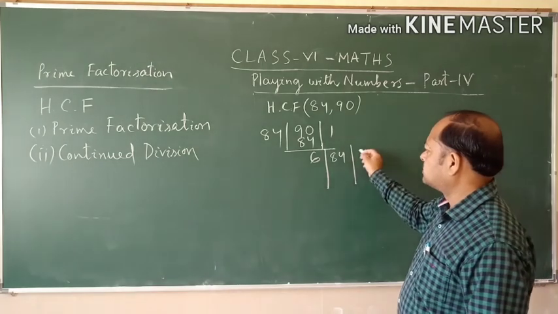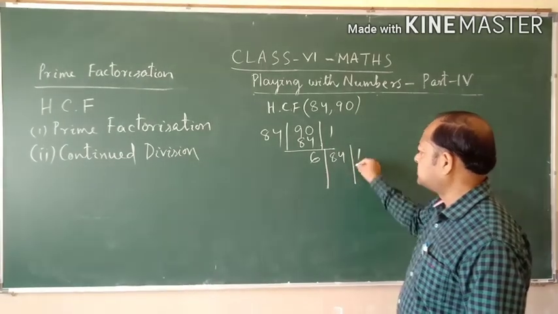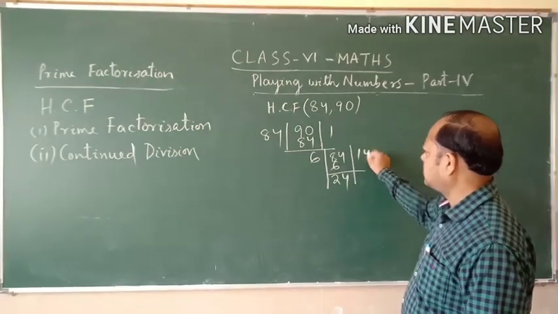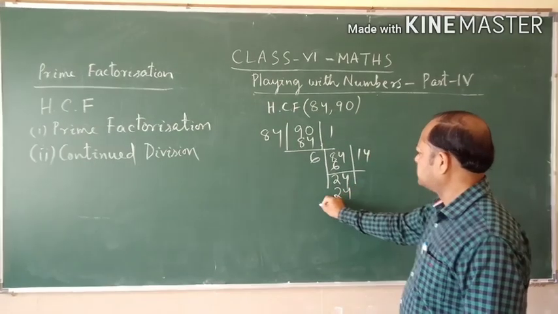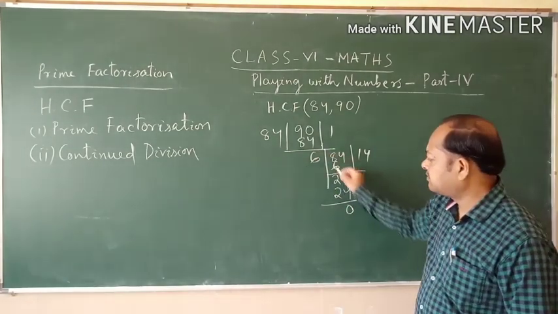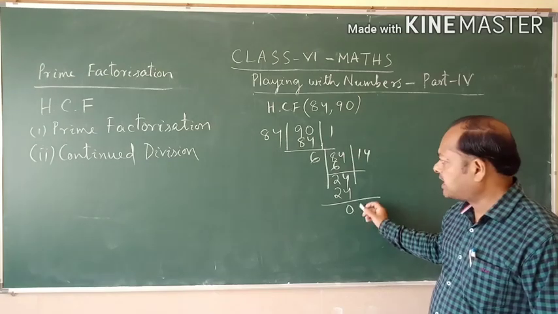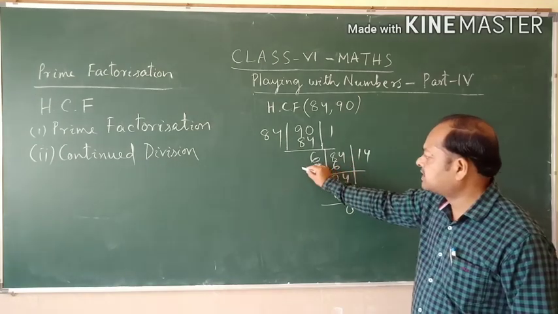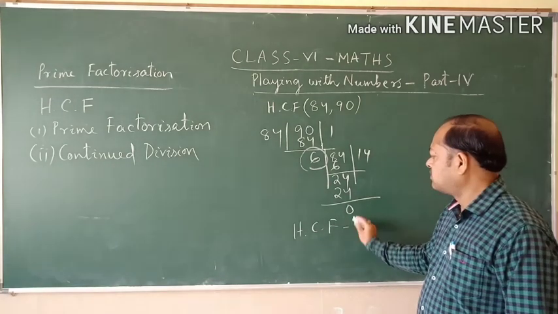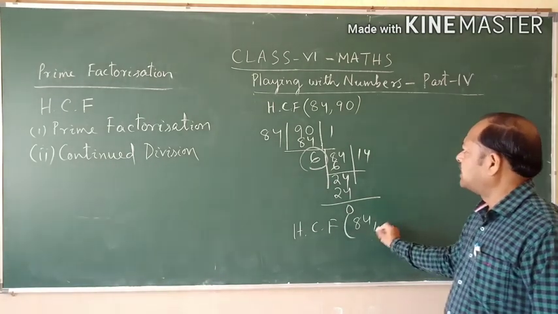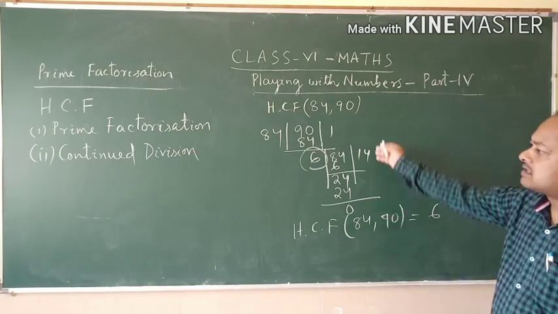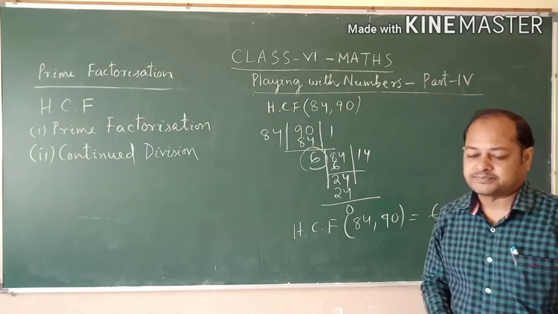Then divide by 6: in the 6 table, 84 is 6 into 14, so the remainder is 0 here. So what is the last divisor we got here? Because the remainder 0 is coming, we finish here. So the last divisor will be 6. Therefore you conclude that the HCF of 84 and 90 is equal to 6. So this is called the continued division method.